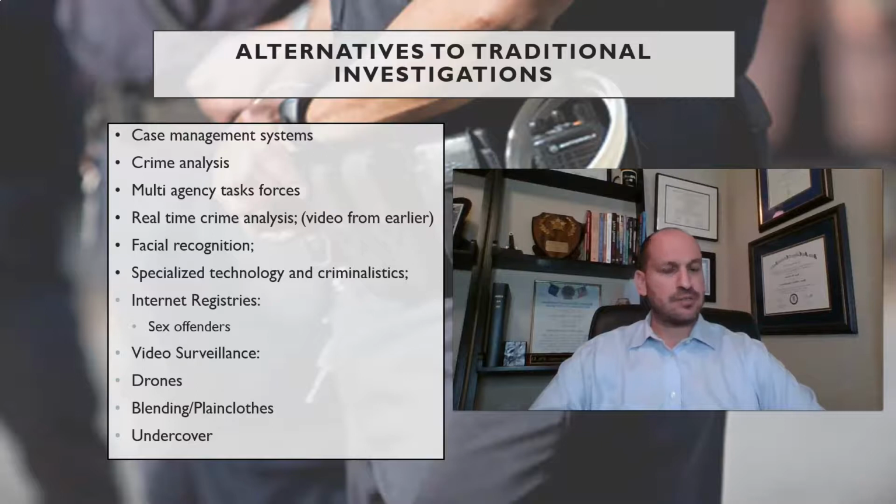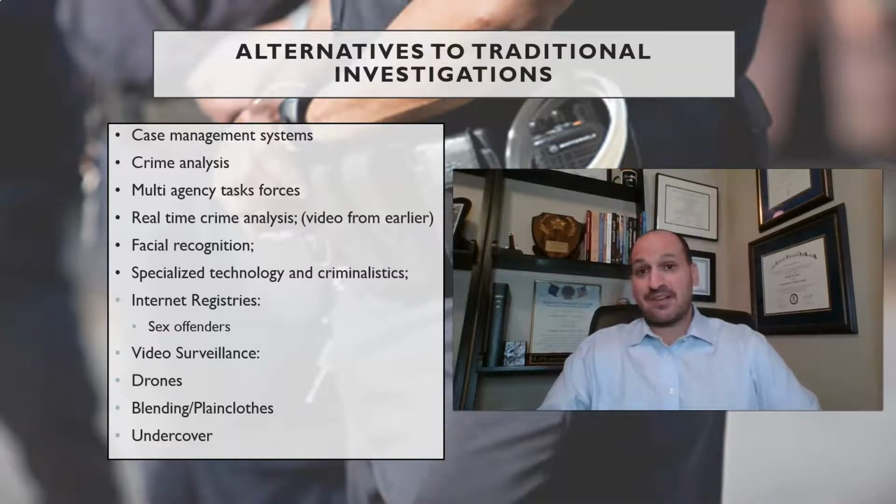Facial recognition, that's something you see on TV also. It's becoming something that detectives use to identify individuals with all the cameras that are everywhere. Using specialized technology in criminalistics, right? Internet registries like sex offender monitoring, right? When people are convicted of certain types of sex offenses, they have to register as sex offenders with the police, and their information is publicly available. They're using video surveillance, drones, right? Now you have drones, and some law enforcement agencies have access to that technology. How do they use it? How do they use it within the confines of the Constitution?